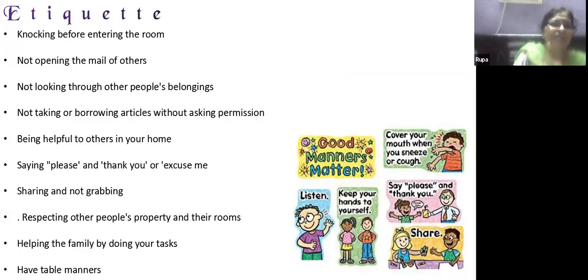Now etiquette we have seen. Etiquette is nothing but the good behavior, the polite behavior, the manners that we have to follow, the rules that we have to follow for good conduct, for good behavior. Now we'll see. In the first part we have seen what is that?